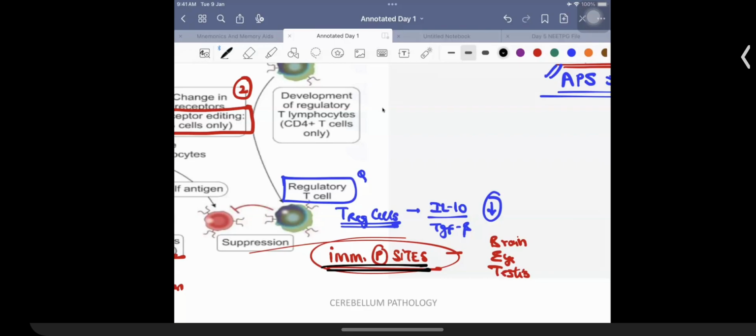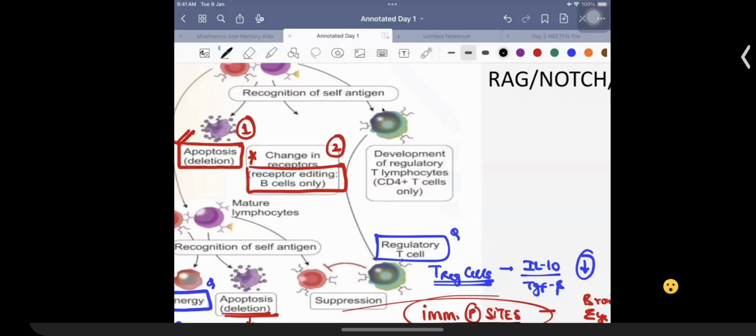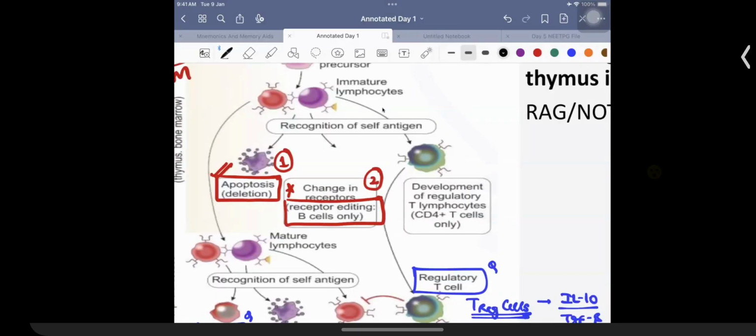So when you have a traumatic injury, let us say the eye, the other eye also gets inflamed, sympathetic ophthalmitis. Similarly, you have something which is called as sympathetic orchitis. Right? So these are the four mechanisms of peripheral tolerance. So three mechanisms of central tolerance. Three mechanisms of central tolerance.